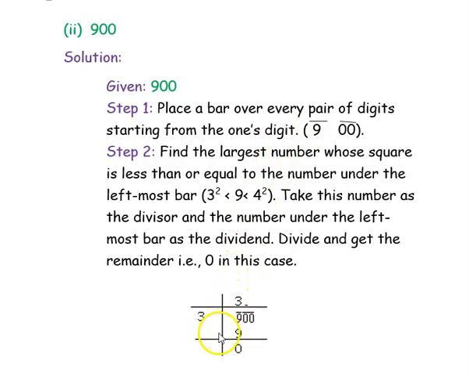In the second step, I have written this number in the division method. Then I have to find the largest number whose square is less than or equal to the number under the leftmost bar. Here the number under the leftmost bar is 9, and we know that 3 into 3, that is 3 square, is 9. So I have written 3 here as the quotient. So 3 into 3, 9 here. Next I have subtracted 9 minus 9, so I got the remainder as 0.